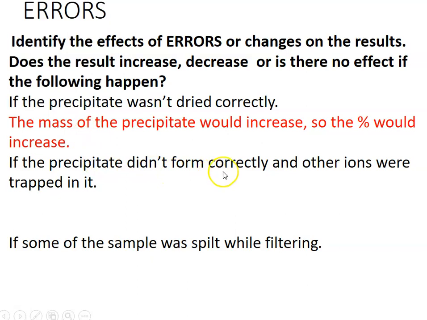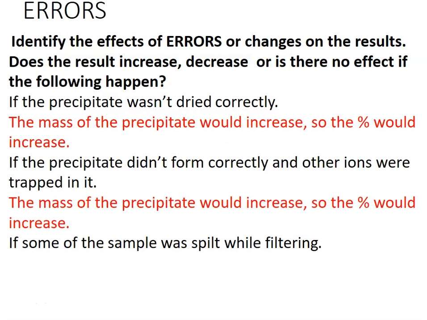If the precipitate didn't form correctly and other ions were trapped in it, so if you did it too fast, you didn't heat it, and you didn't add any acid to help break up those precipitates, the silver phosphate that had formed, if you trapped other ions in there, then you would be weighing the mass of the other ions too, so the percentage would increase.